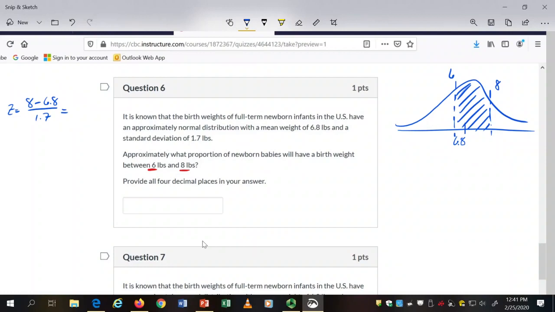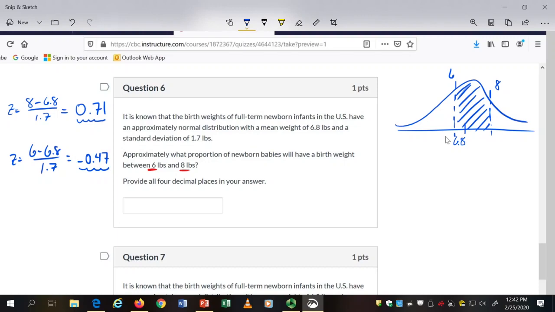What is it, 0.71? Or am I getting that wrong? I got 0.71. Is that right? Yeah, if you round. Z-scores are always rounded to 2 decimal places because that's what the table reads. Okay, so that's 1 z-score. Then you have to get your other z-score, so that'd be 6 minus 6.8 all over 1.7. So this one's going to be negative, and what does that one come out to be? Negative 0.47. Okay?